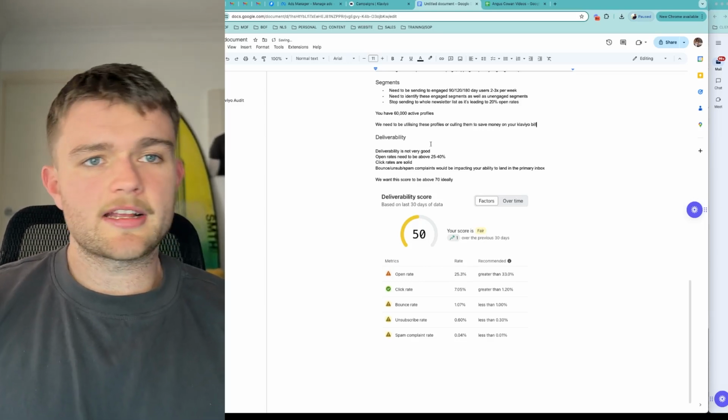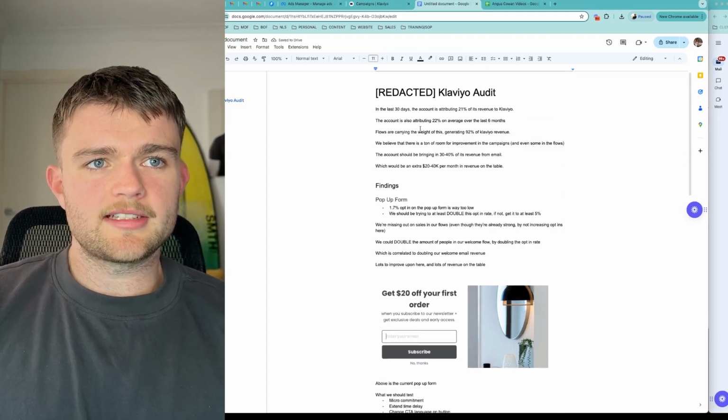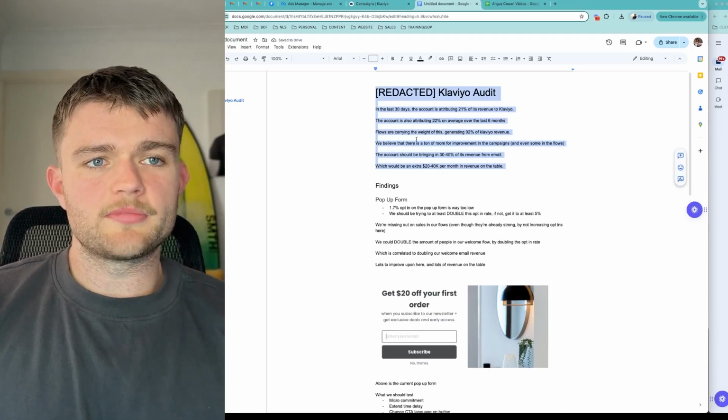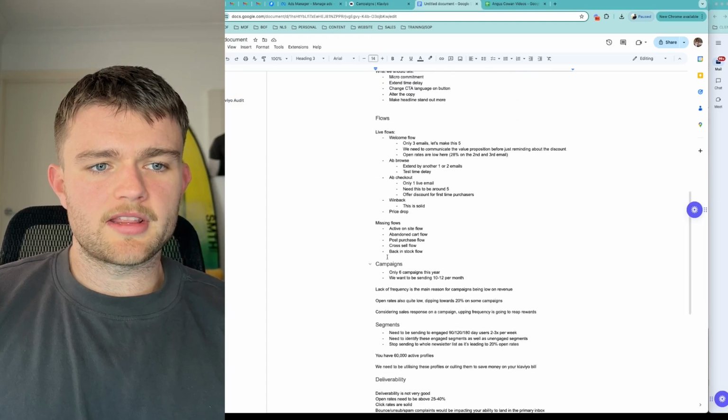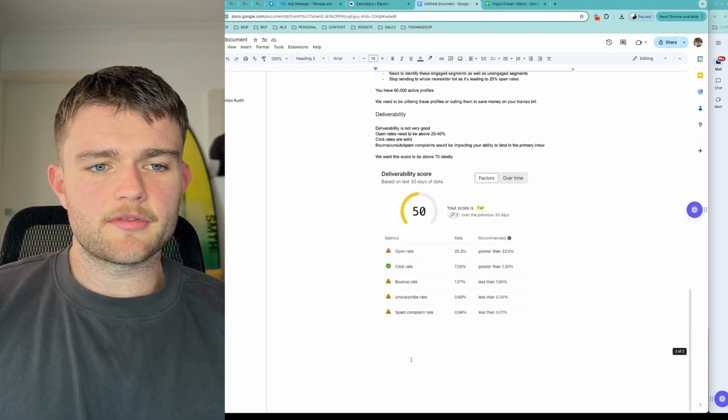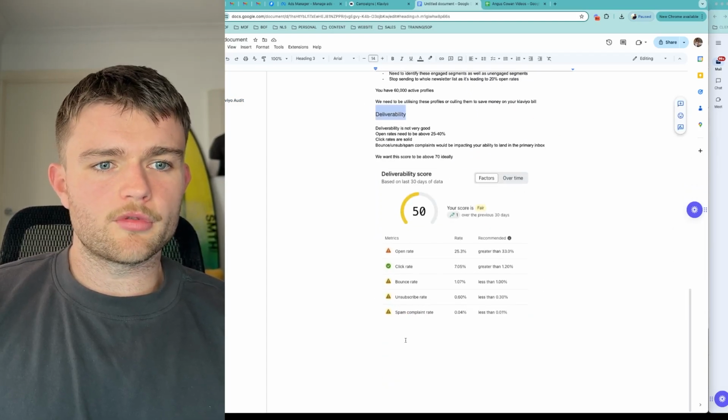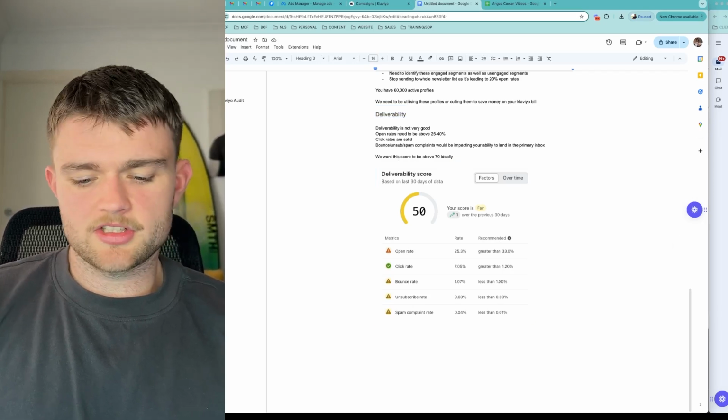So that's essentially like an audit done in a nutshell. I go through all of these. So I give some overall comments based on the home tab. I give findings on the pop-up form, the flows, the campaigns, the segments, and the deliverability. And then I will have an overall section for comments down the bottom and suggested actions.